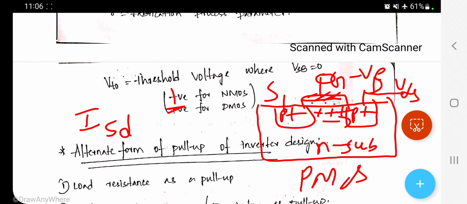So the operation of this is similar to your NMOS. The difference is, in case of NMOS you apply a positive gate to source voltage, whereas in case of PMOS you apply a negative gate to source voltage and negative VDS, and the threshold voltage is also going to be negative. So this is about the operation of NMOS, PMOS, and IDS versus VDS. We have seen figure of merit, we have seen body effect, we have discussed these topics. Thank you for watching. We'll continue in the next video.